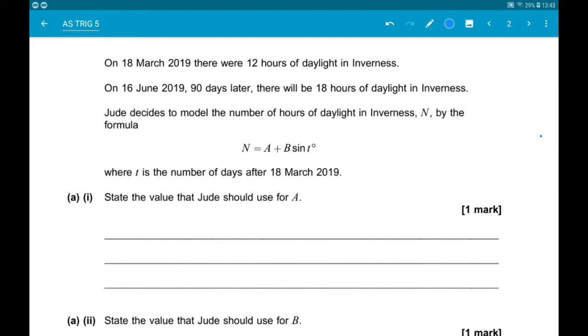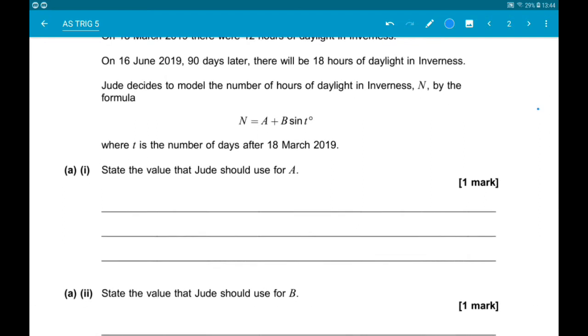Jude decides to model the number of hours of daylight in Inverness by the formula n = a + b sin t, where t is the number of days after the 18th of March 2019. Part A wants us to state the value Jude should use for a. Okay, so we know that when t is 0, n is 12, so a is 12.